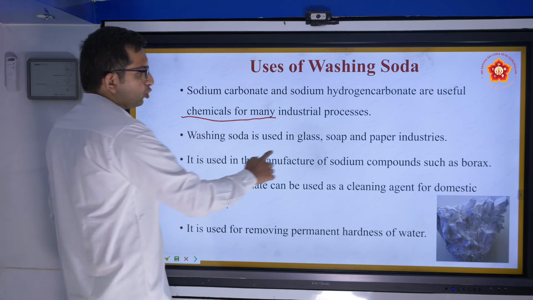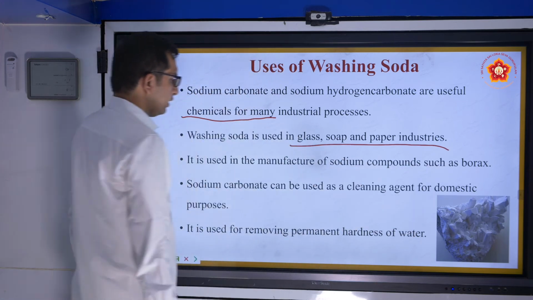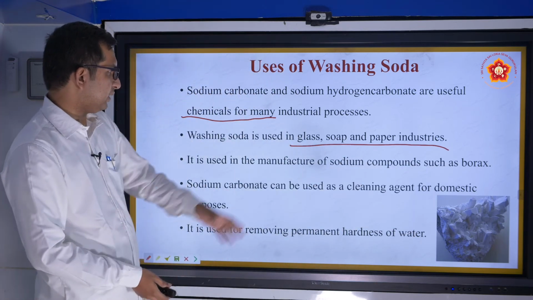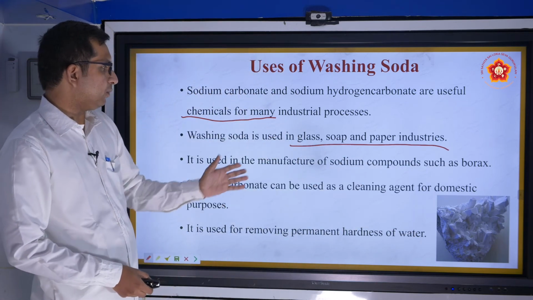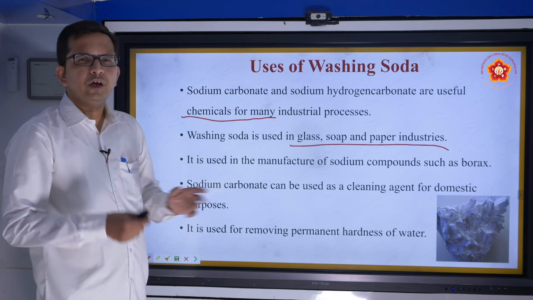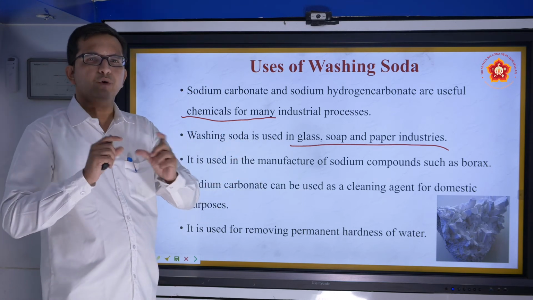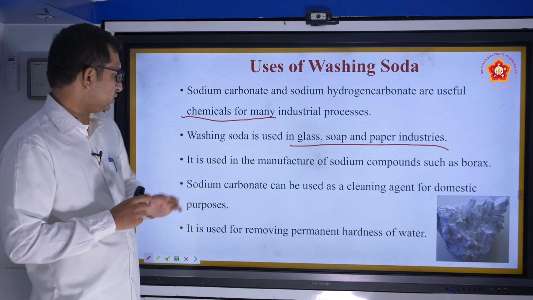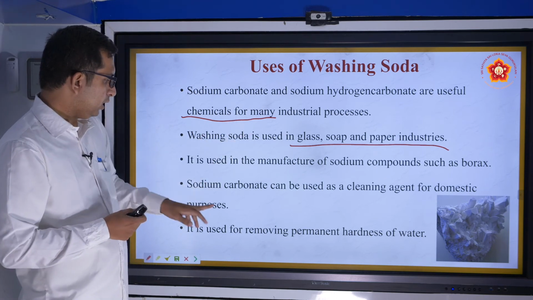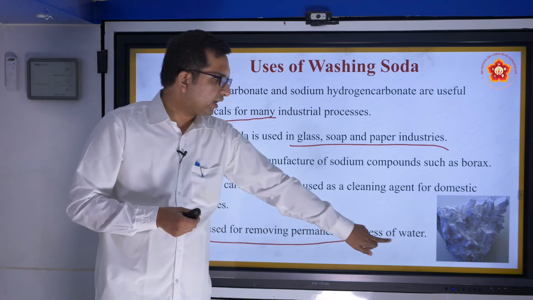We have washing soda uses in glass, soap and paper industries, as well as in preparation of sodium compounds, say like borax. Borax is a combination of sodium, boron and oxygen, so in those compositions you can use it. It is used for removing permanent hardness of water.